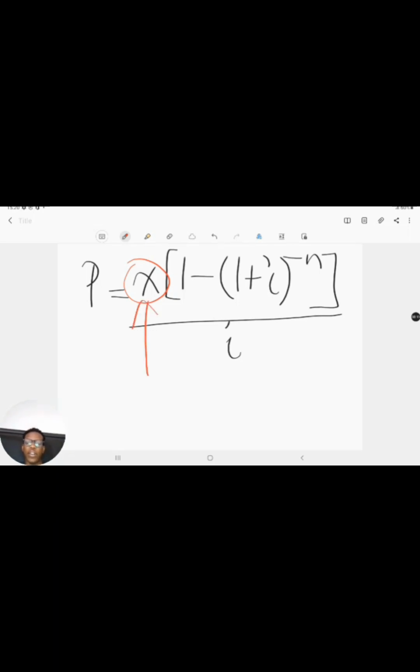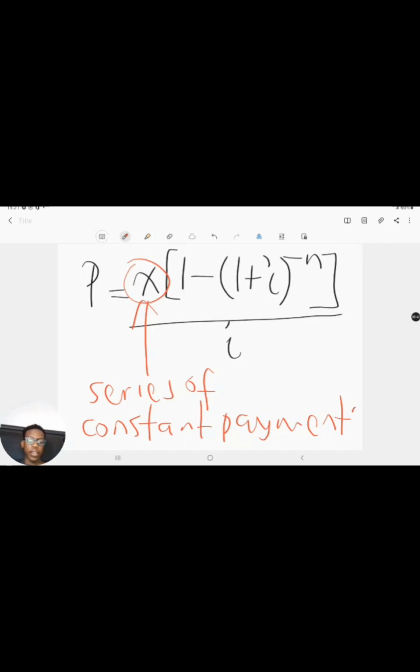X are the payments, the series of payments that you're going to keep having to make per month, per week, per year or per quarter into an account to pay back the money that you owe. They have to be a series of constant payments. They have to be the same value. You can't change them. They can't be varying payments.